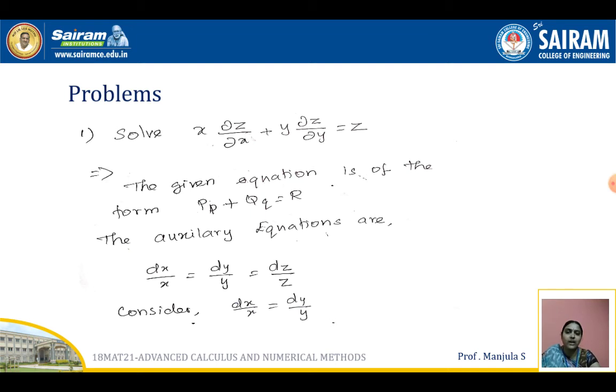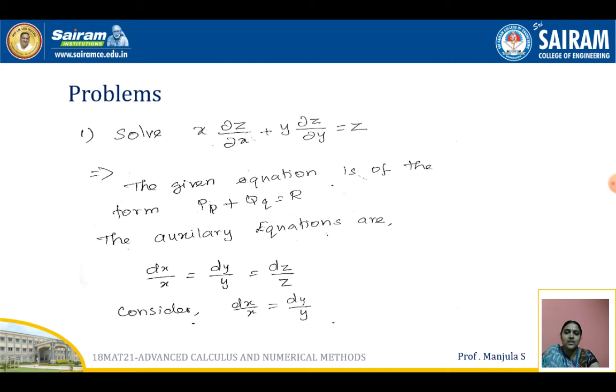After that, we'll write the auxiliary equation, that is dx divided by P equals dy divided by Q equals dz divided by R. Now in that auxiliary equation, you just substitute P, Q, R as x, y, z. So the auxiliary equation becomes dx by x equals dy by y equals dz divided by z. Now on simplification of this auxiliary equation we should get the two solutions.